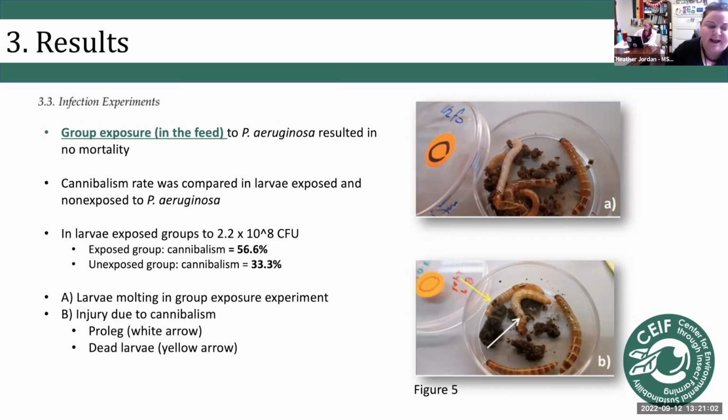The pictures over here on the right-hand side in figure A are of the larvae molting in the group exposure experiment. And then in B, we have the injury due to cannibalism. At the white arrow, this is a proleg, which is where the leg has been bitten off. And then at the yellow arrow, we have a picture of a dead larva.